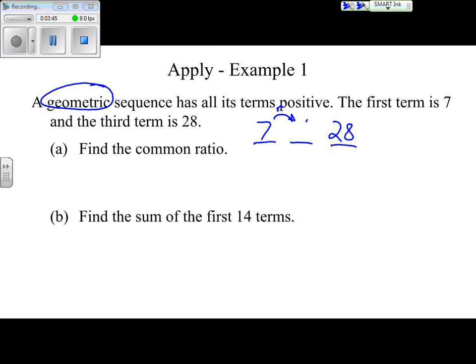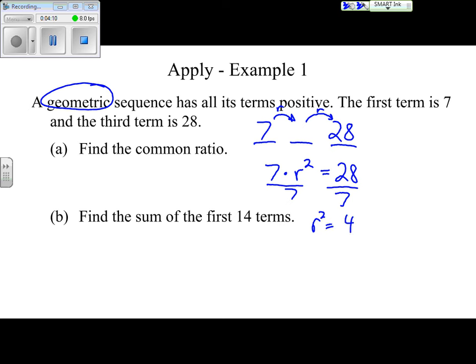And then once I know my second term, I can multiply that by r as well. And so I'll be taking 7 times an r times another r, and that should get me to 28. So 7 times r, also known as r squared, is equal to 28. So I'm going to divide both sides by 7. I get r squared is equal to 4.